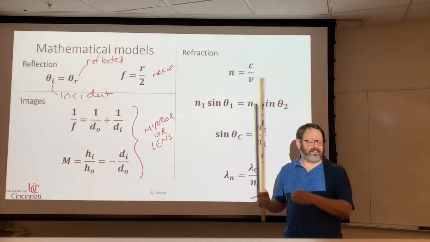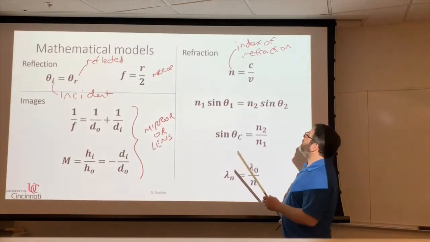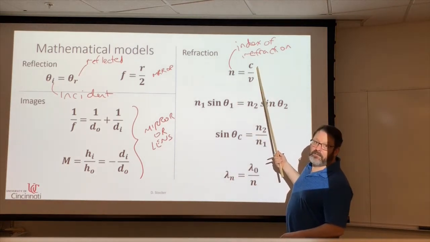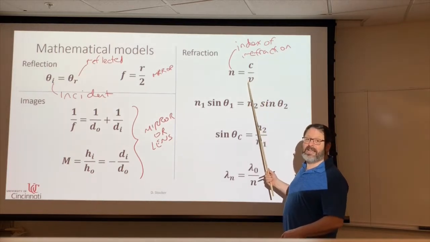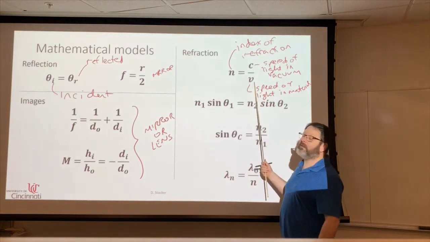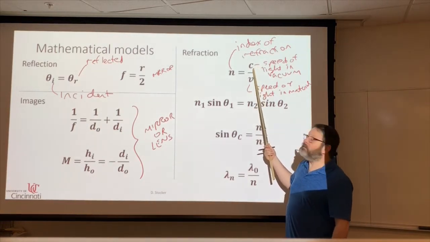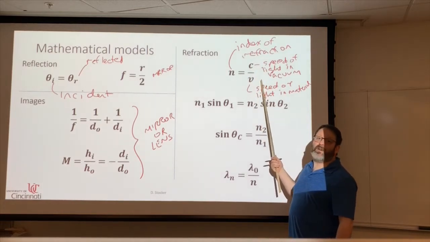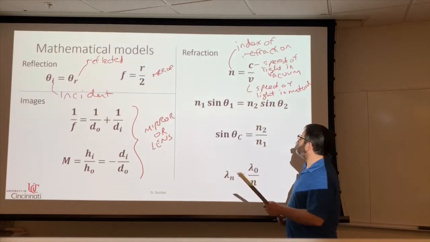This n here, that's called the index of refraction. And the index of refraction relates the speed of light in vacuum, that's what c is, to the speed of light v inside a material. And remember, the speed of light in a material is always slower than the speed of light in vacuum, which means this thing here is always going to be greater than 1. It's a ratio of speeds, so it has no units.